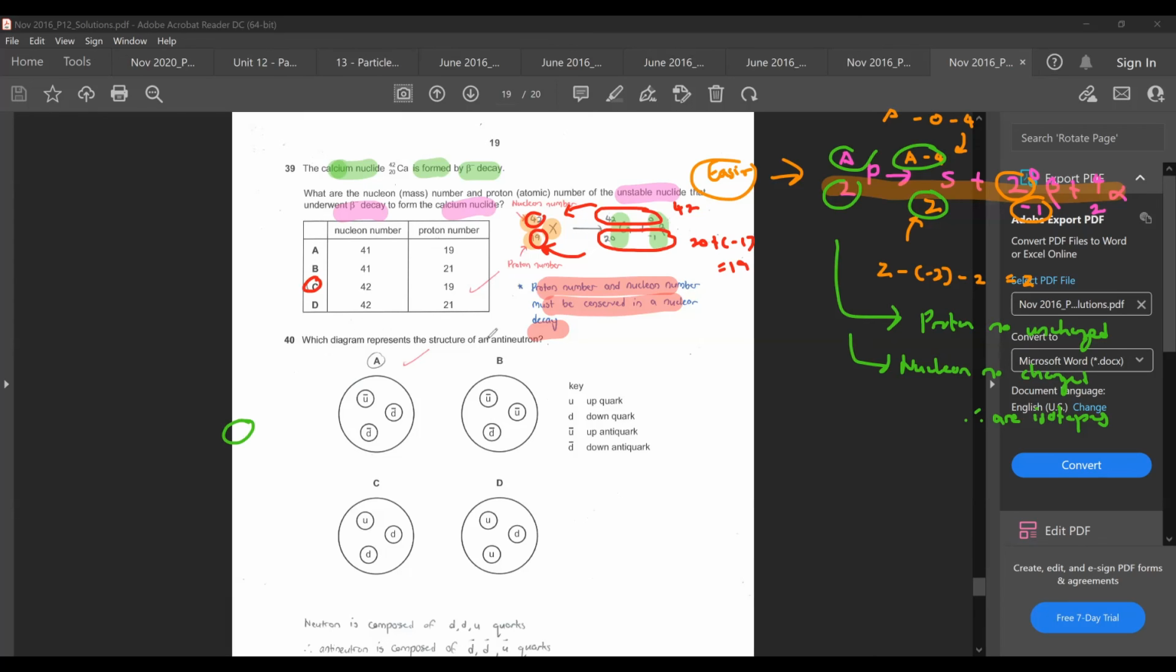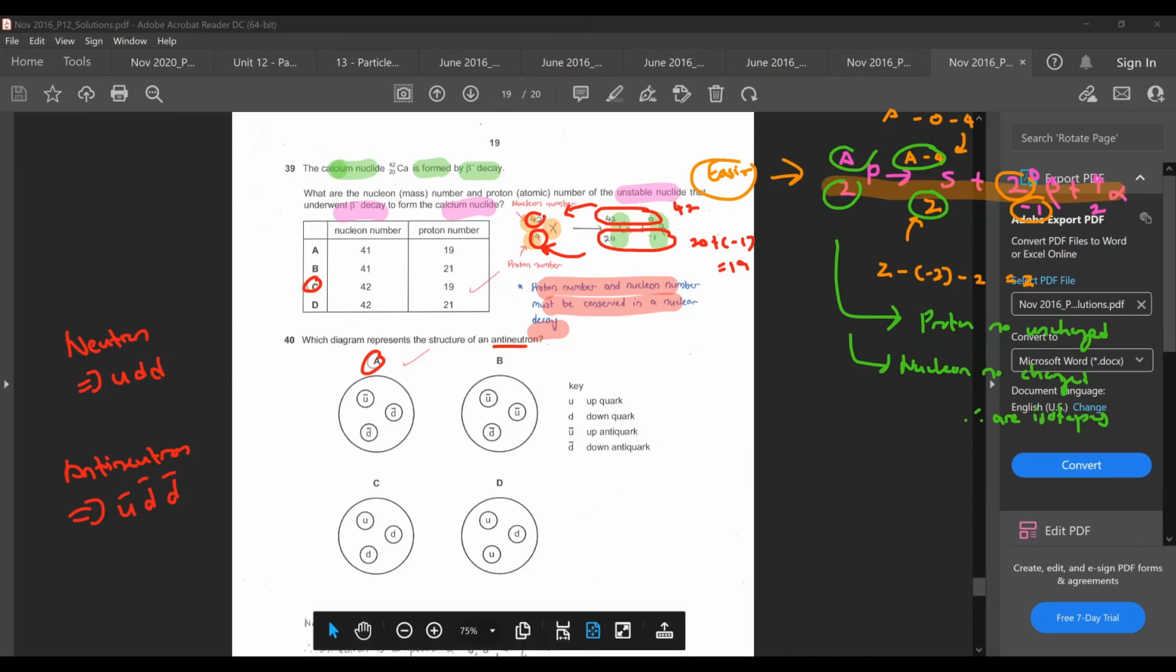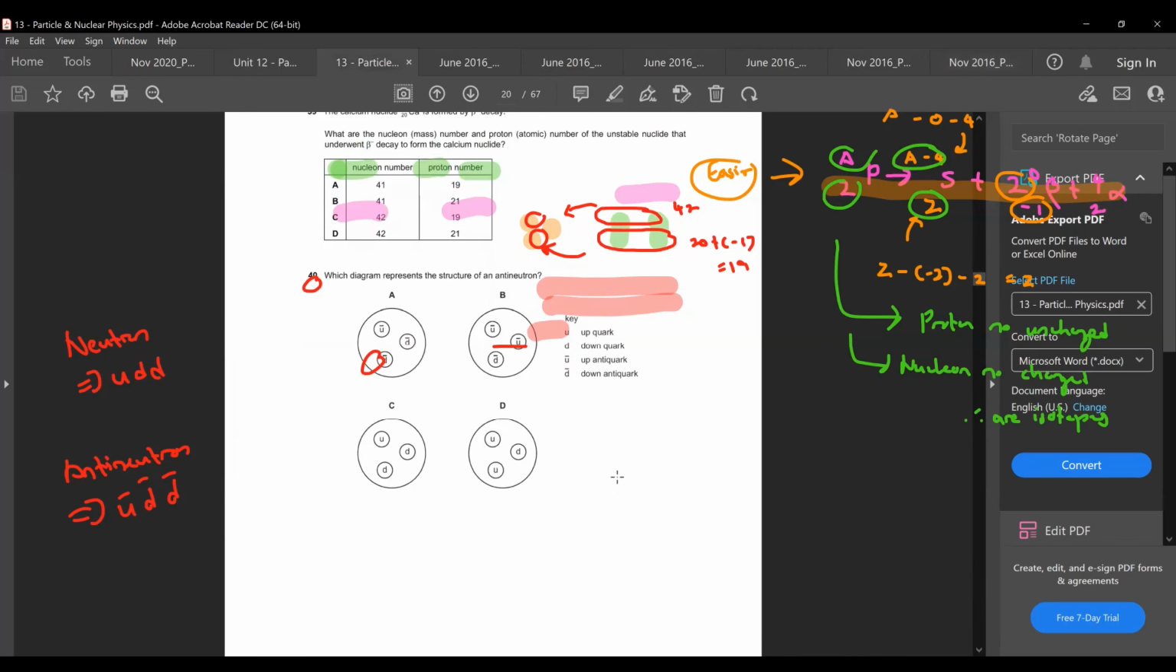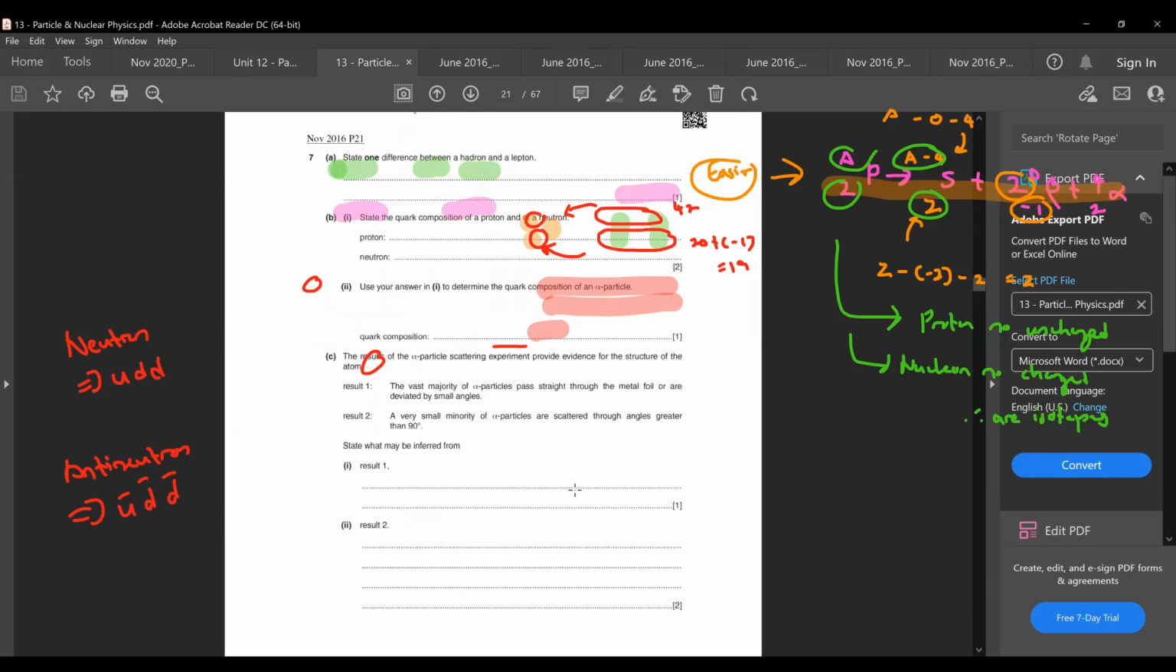Now you look at 40: which diagram represents the structure of an anti-neutron? Neutron we know is up, down, down. So if we have anti-neutron, it's just going to be U bar, D bar, and D bar. So answer is just A. Just like that. Nothing to it. Right, answer is A. So that one is okay. Then we move on to some other portions of the question.